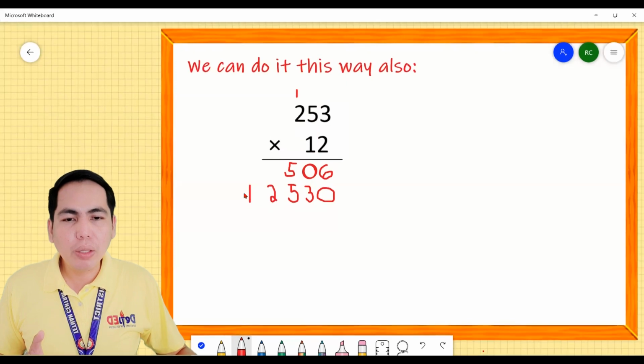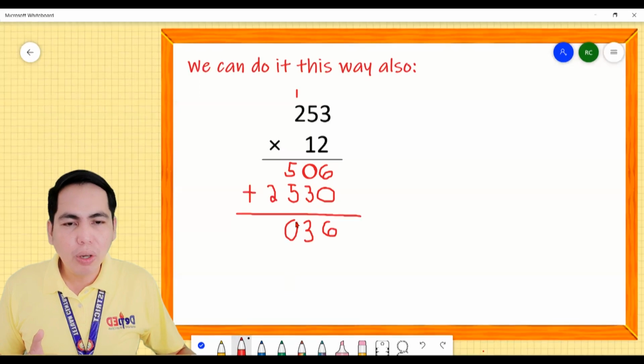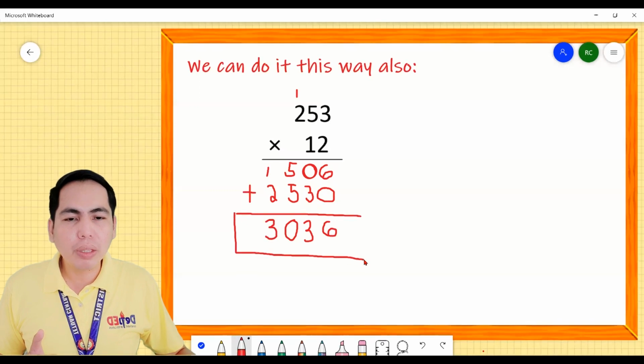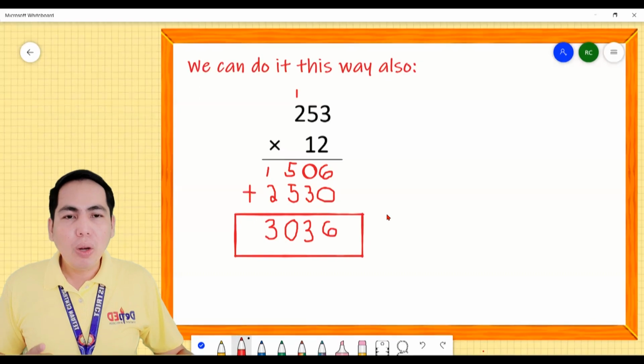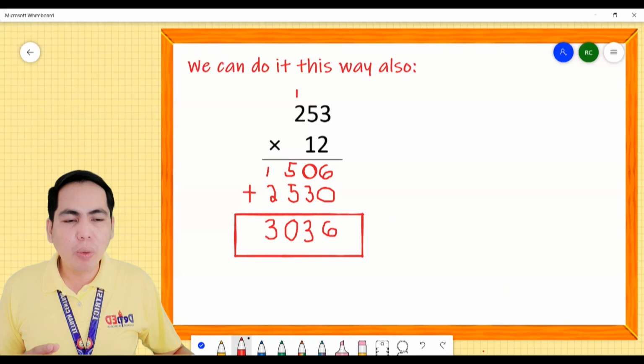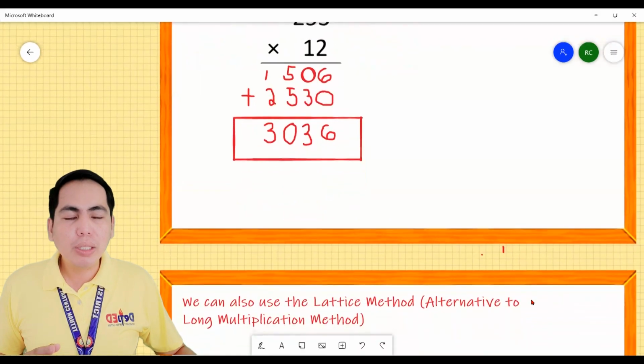And then we are going to add the initial products. 0 plus 6 will give us 6. 3 plus 0 is 3. 5 plus 5 is 10. So 0, regroup 1. And then 2 plus 1 will give us 3 to give us a product of 3,036.